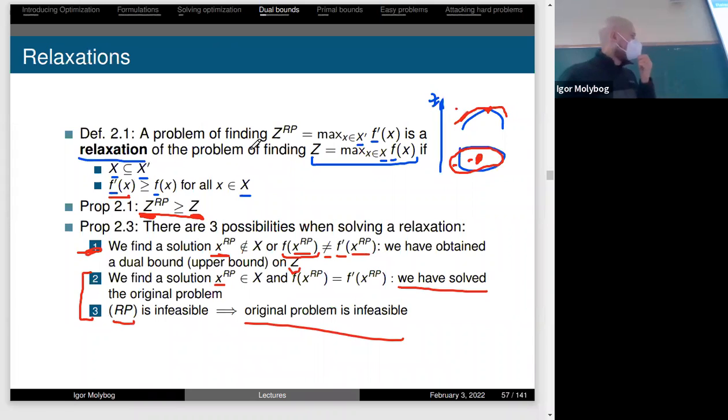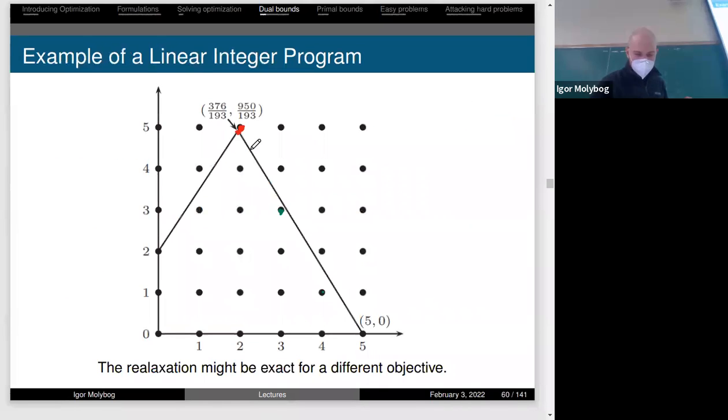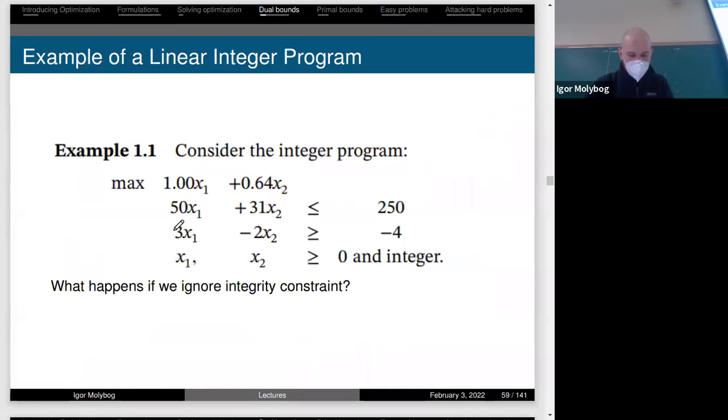What this statement was saying is that if we have found a solution x such that it actually belongs to our original feasible set, the feasible set before the relaxation, and the values of the two objective functions at that optimal point coincide, then we have solved the original problem. Let me turn to this example. Let's say that we have changed our objective. Instead of this objective, now we are optimizing minus x1 minus x2.